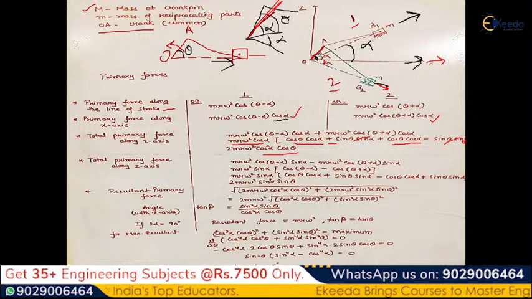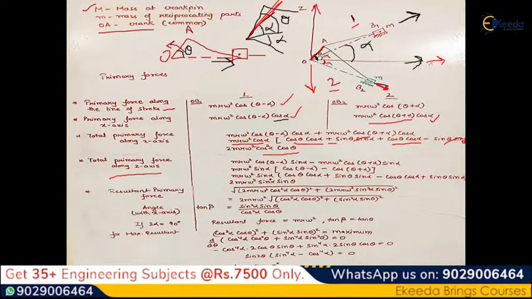Now similarly, if we do it for the z-axis, if this is the primary force along the line of stroke, for z-axis it will be mr omega square cos theta minus alpha sin alpha, and for the reciprocating part 2, if the force is acting along the line of action in this direction, it will be mr omega square cos theta plus alpha sin alpha. Now you see along the vertical axis, the components of the primary forces are in opposite directions. So when we find the total primary force along the z-axis, we actually subtract them.